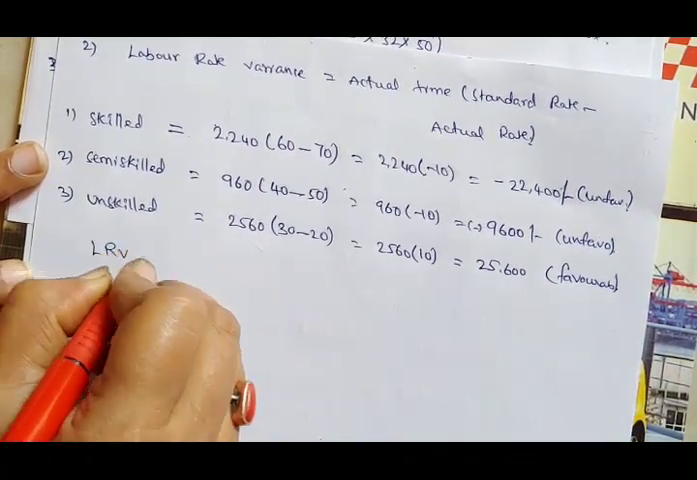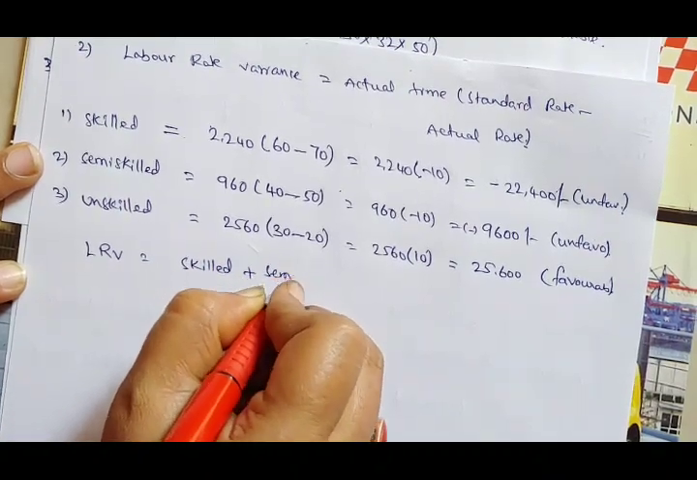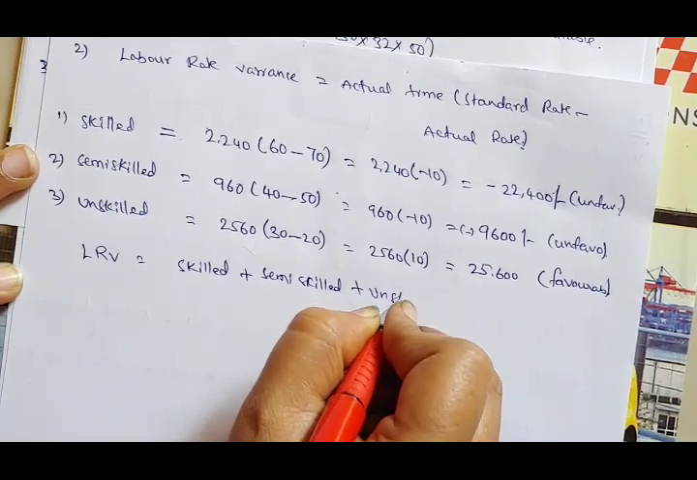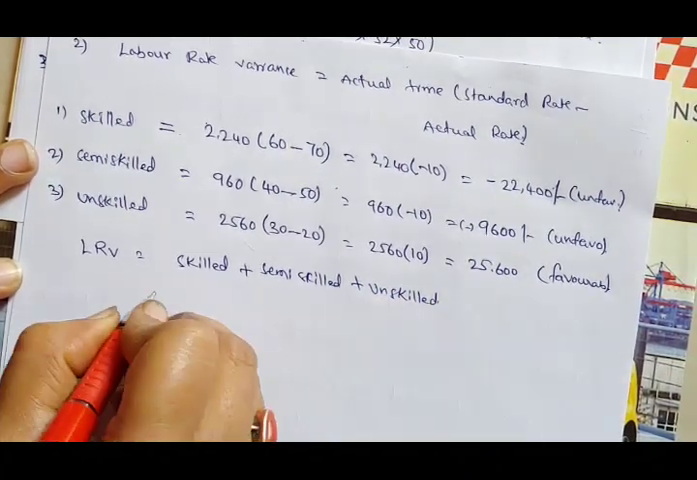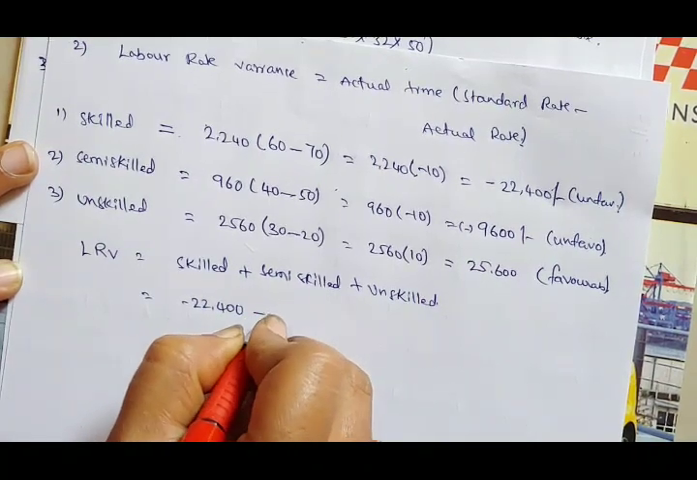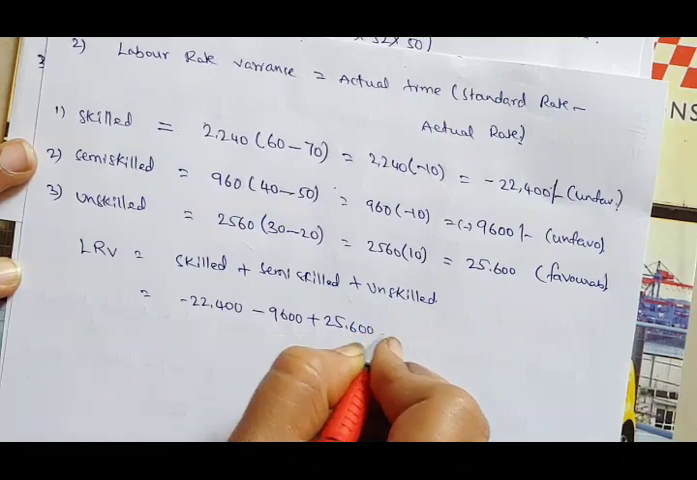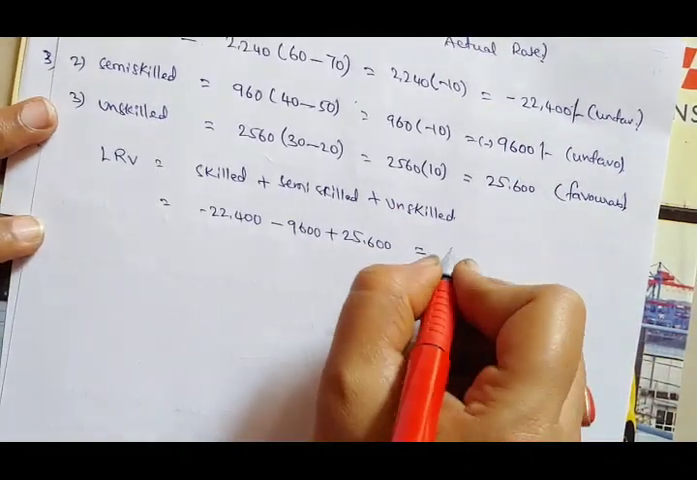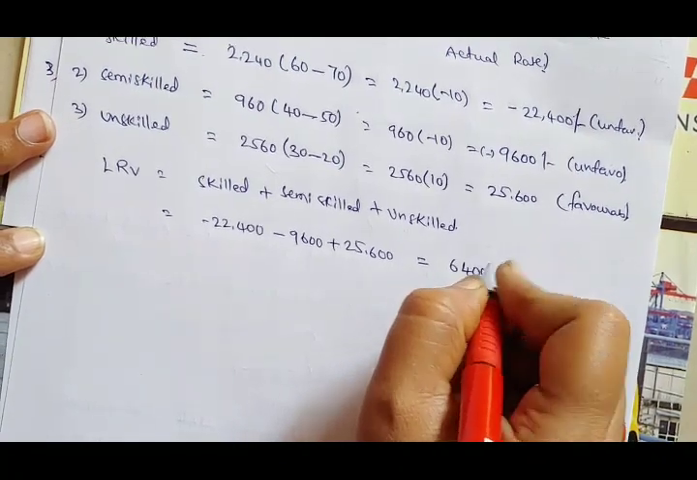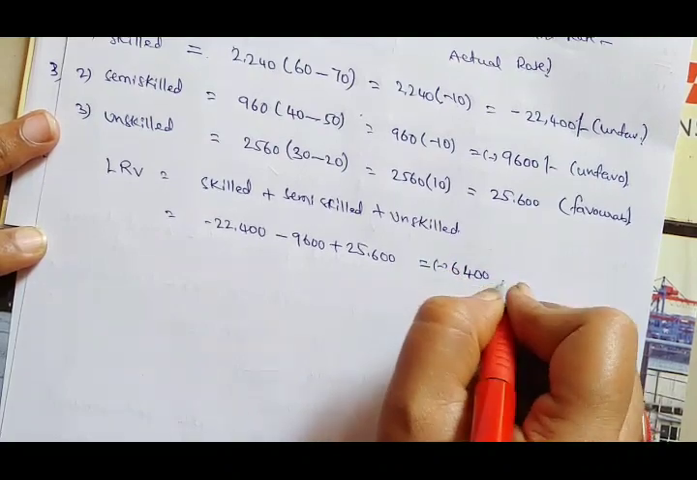Total labor rate variance is equal to skilled plus semi-skilled plus unskilled, equal to minus 22,400 minus 9,600 plus 25,600, equal to minus 6,400. It is unfavorable.